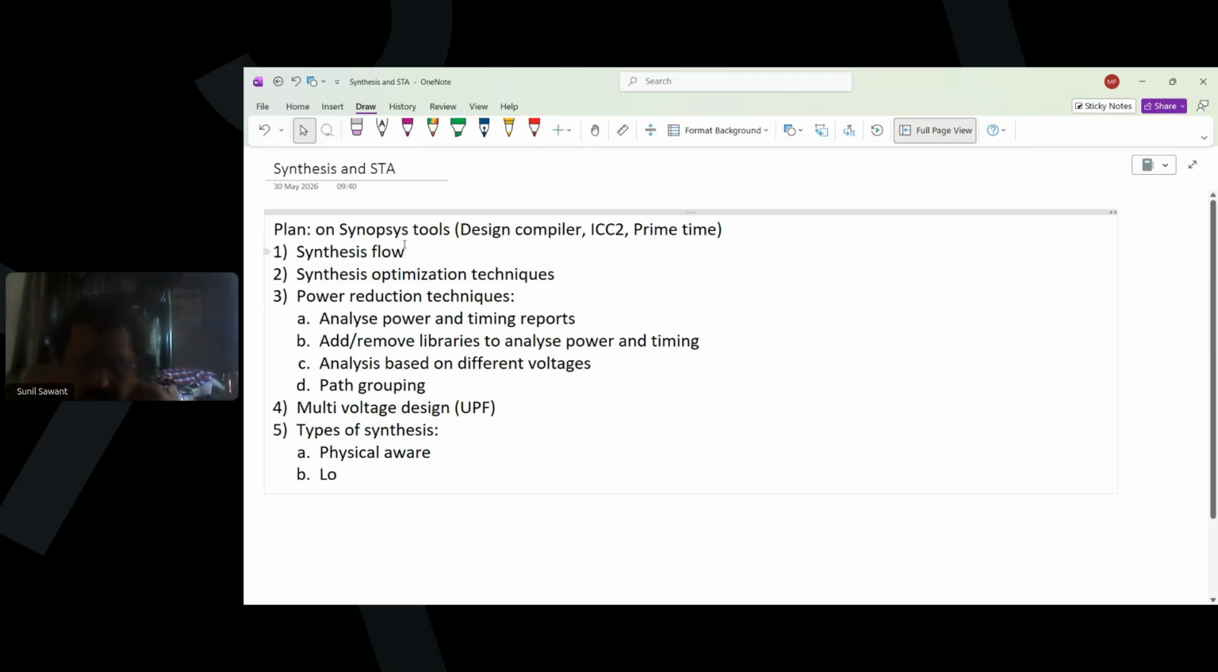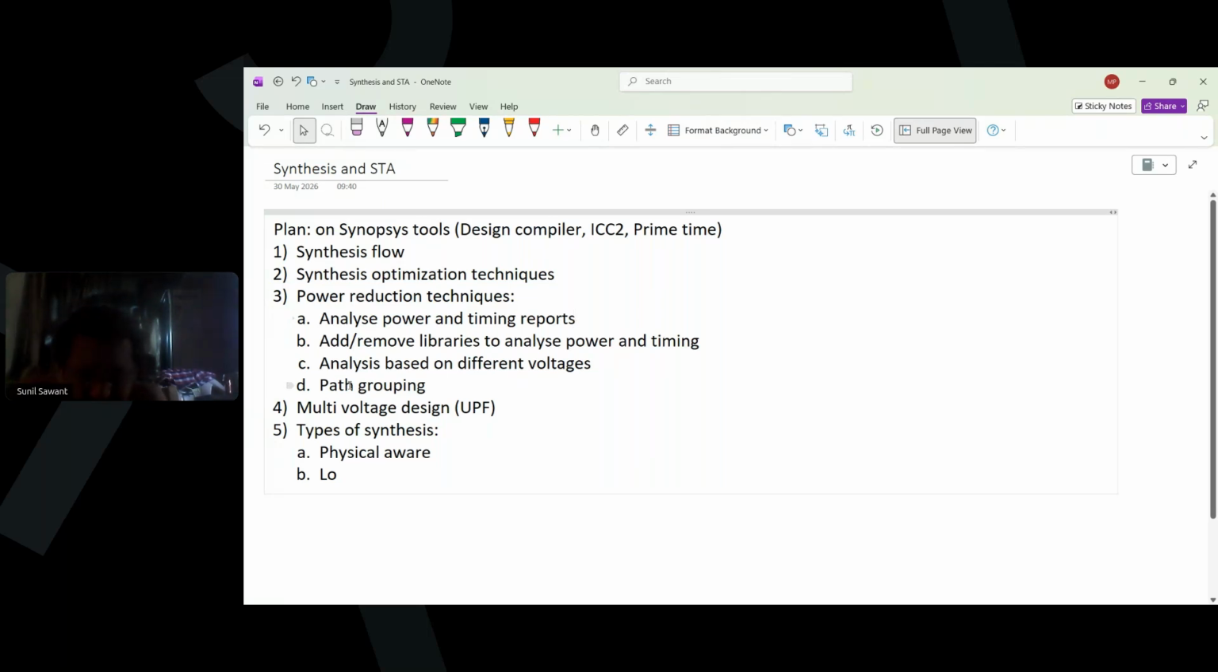Whatever synthesis we did here in the first go, we are going to analyze power and timing: what is the leakage power, what is the dynamic power, how the reports look, what is the slack we are getting, and what flavors of cells the tool has used. In that way, we will understand how the tool has balanced between power and timing.